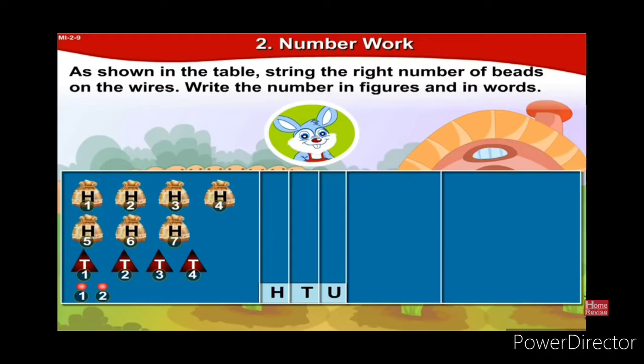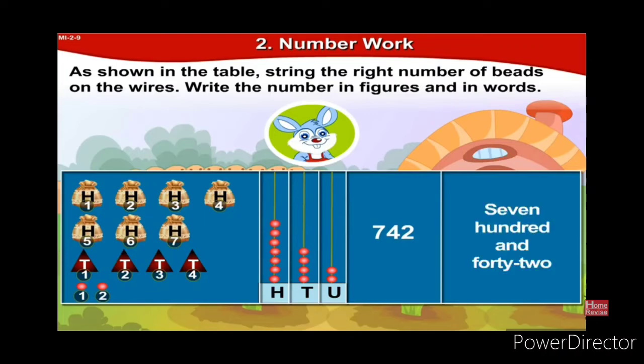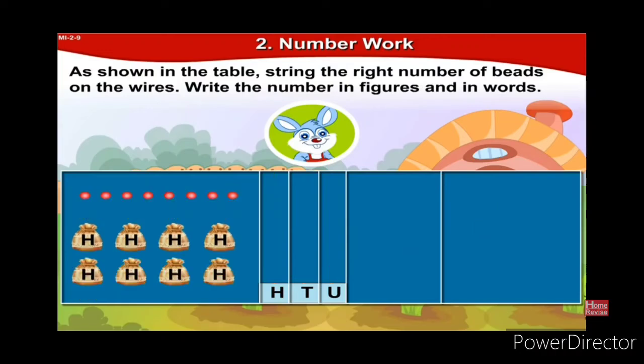So, at the hundreds wire, we will make 7 beads. At the tens wire, 4 beads. At the units wire, 2 beads, which means it is 7 hundreds, 4 tens and 2 units. So in figure, it is 742 and in words, it is 742. Now let us see the next picture.